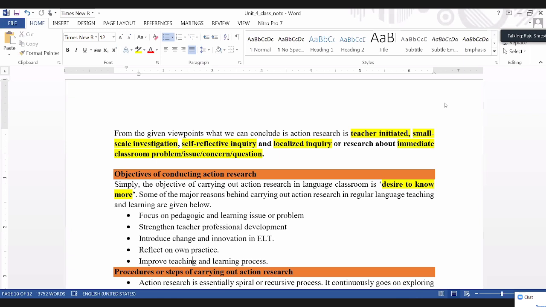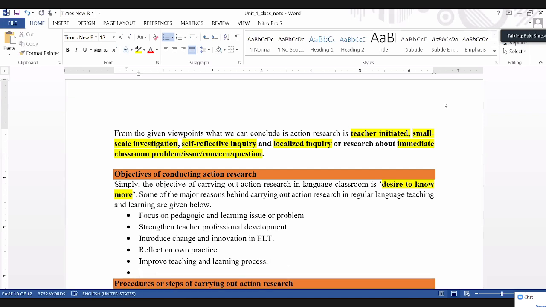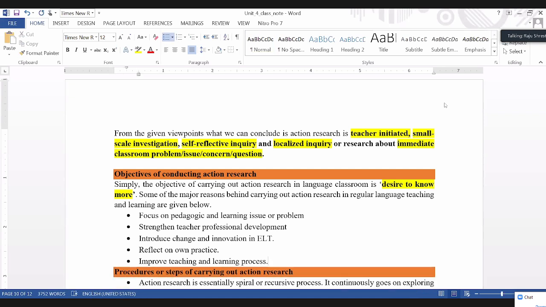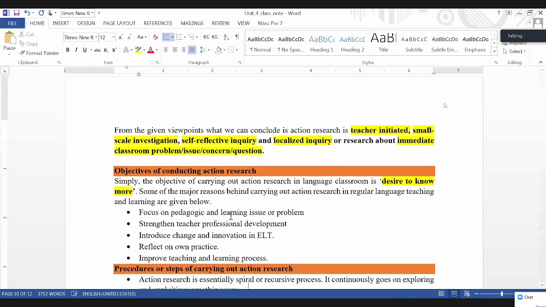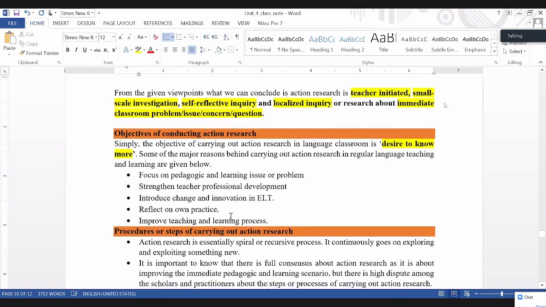Let's write these points: improve teaching and learning process or situation, introducing some change and innovation in the practice, so strengthen the teacher professional development, and we focus on the pedagogic issue and the problem or learning issue. Teaching issue, learning issue, teaching problem and learning problem. To solve this, we conduct action research. This is just simply the objectives.